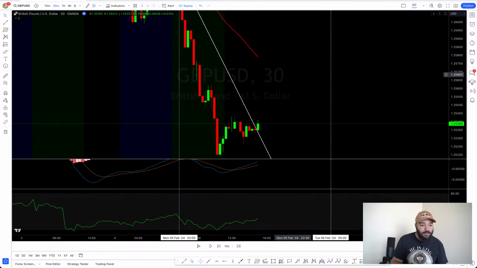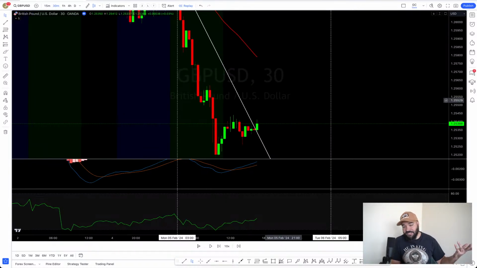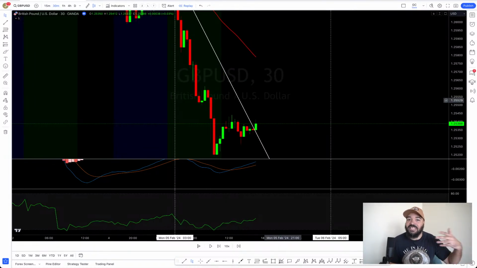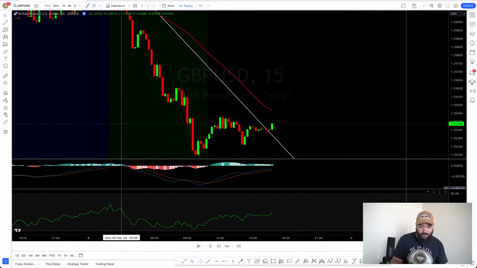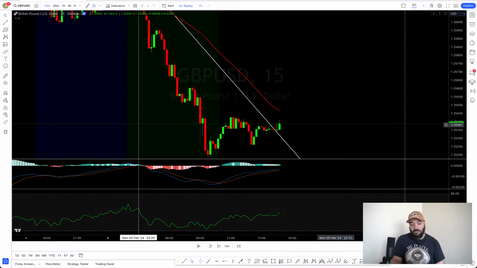All right, 30-minute, same thing. Price is breaking out. You can see it clearer on the lower time frame. All right. So now what I see is this little bit of structure right up in here. See that?